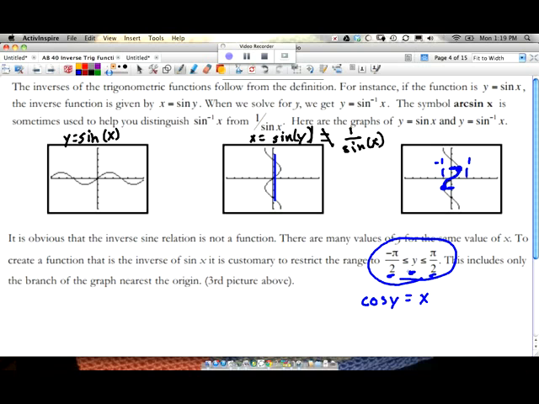Now, could I have restricted a different one? Yeah, I could have gone from -3pi/2 to -pi/2. But it doesn't really matter. So we usually just aim for the zone around 0.